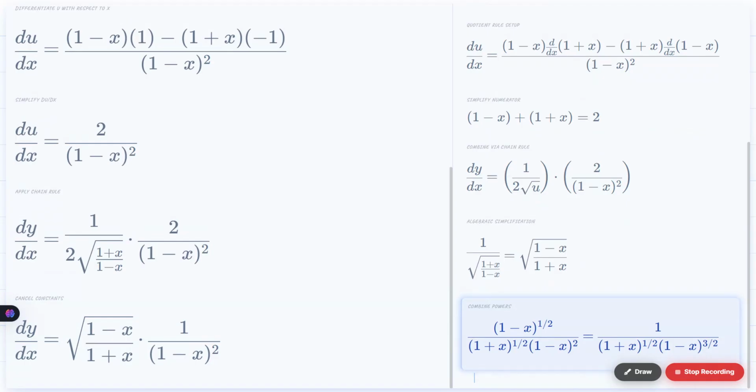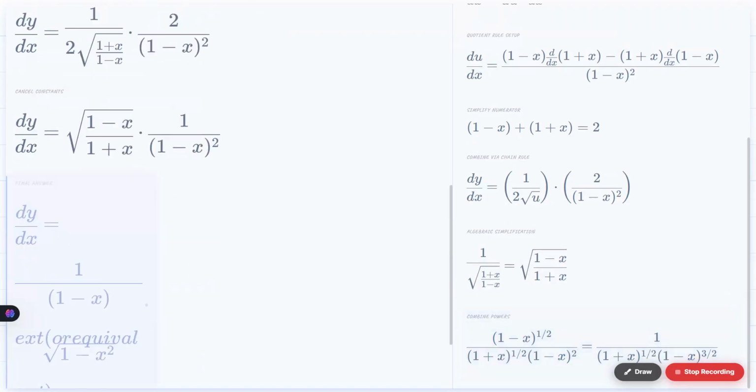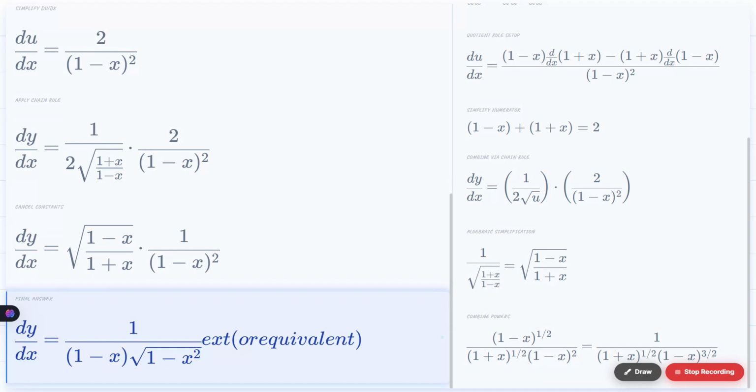We use exponent rules to combine the terms with 1 minus x. We do this to simplify the powers in our answer. Subtracting exponents is the rule when we divide terms with the same base. We write the final answer as 1 divided by (1 minus x) times the square root of (1 minus x squared). We do this to show the completed math problem. This is the final result after all steps are done.